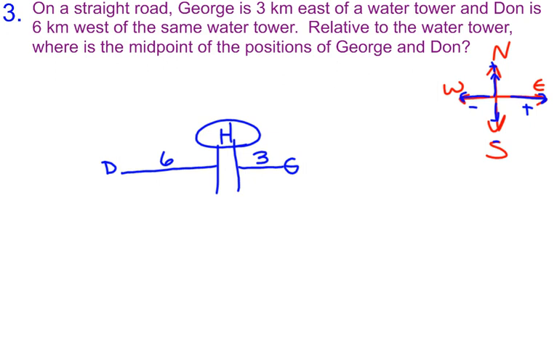Then it says, relative to the water tower, where is the midpoint of the positions of George and Don? So, first we're going to find the midpoint. Between George and Don is 9 kilometers. Everyone agrees? 6 plus 3. And then when I divide 9 by 2, I would get 4.5.